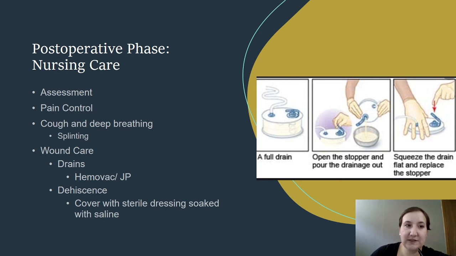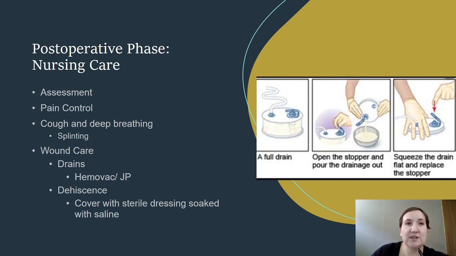Dehiscence is a potential complication. So if you've got a wound that has dehisced or eviscerated, you're going to cover that with a sterile dressing soaked with sterile saline, and you're going to call your surgeon right away. Coughing and deep breathing, it doesn't matter if it's abdominal, it doesn't matter if it's chest. These patients are going to want to use splinting to help with pain control.